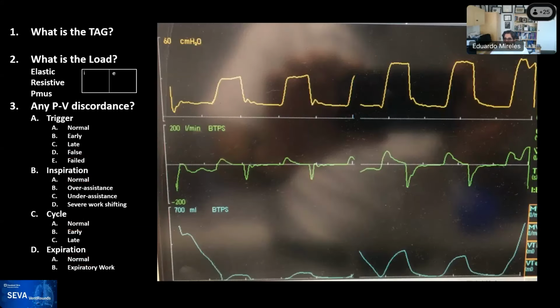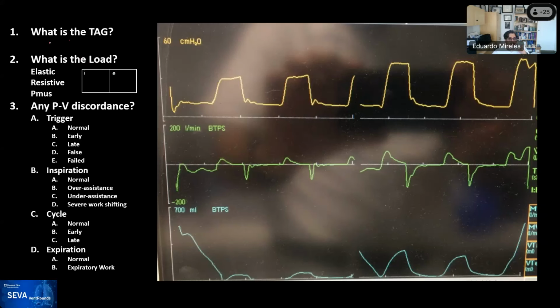Next case. Here's another case for you to take a look at. So have no fear. What is the tag? And so let's walk through this.